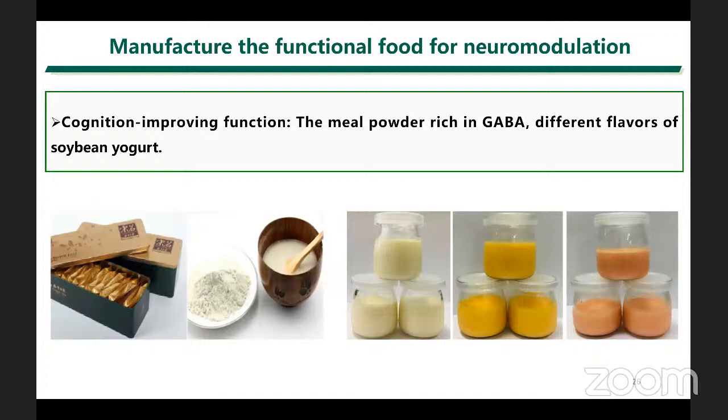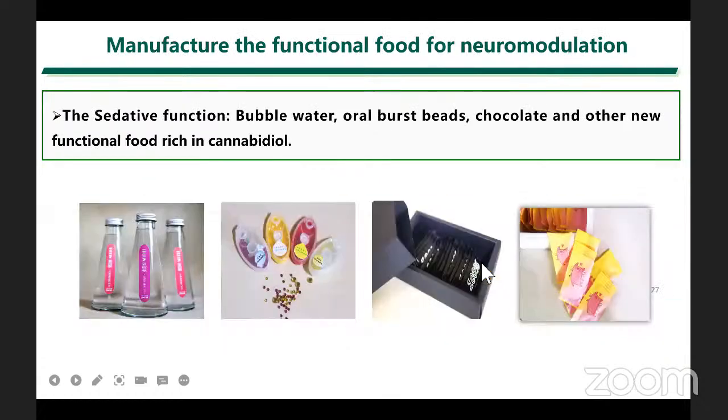Then, after researching this, we manufactured a series of functional foods for neuromodulation. For example, the milk powder rich in different flavors, Cuban yogurt, and products with a sedative function, the bubble wort, the oral beauty bees, chocolate, and other foods.